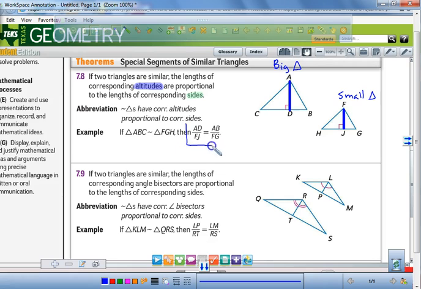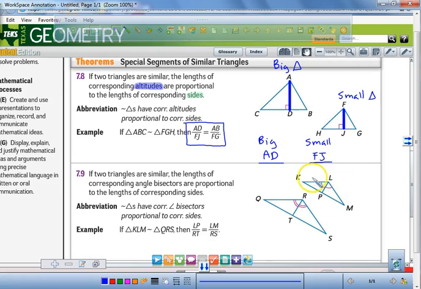The book sets up a proportion like this. And by the way, this proportion is totally okay to set up like this. I do things a little bit differently. I like to compare the big triangle to the small triangle. So what's my segment for my altitude in the big triangle? That segment is AD. And what's the segment in my small triangle for the altitude? FJ. So I like to do it side by side.